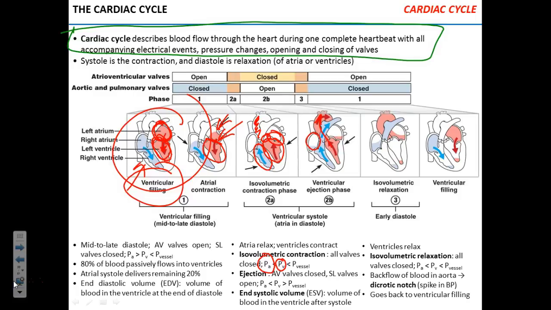So where were we? We were at isovolumetric contraction, and finally the pressure in the ventricle became higher than the pressure in the vessel. What's going to happen to the semilunar valve? It's going to open. And this is called ventricular ejection. The blood goes out of the ventricle into the large vessel.